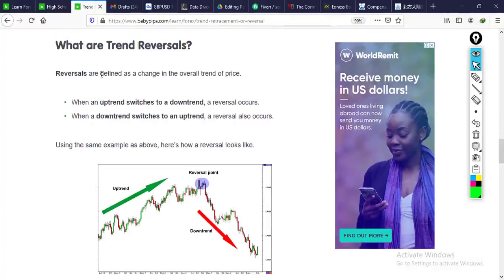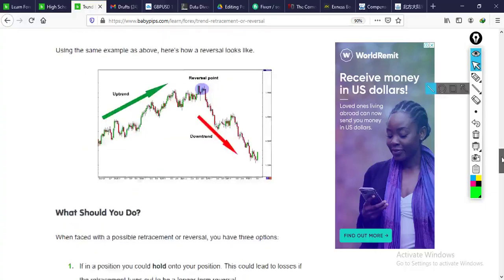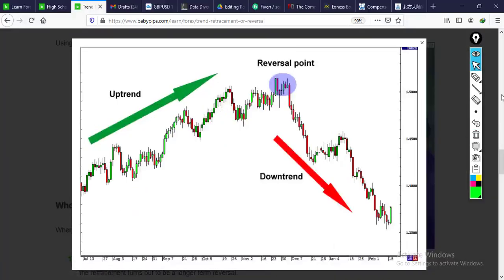Okay, reversals are defined as a change in the overall trend of price, a total change in the overall trend of price. Now, when an uptrend switches to a downtrend, a reversal occurs. When a downtrend switches to an uptrend, a reversal also occurs. So, using the same example above, here's how a reversal looks.